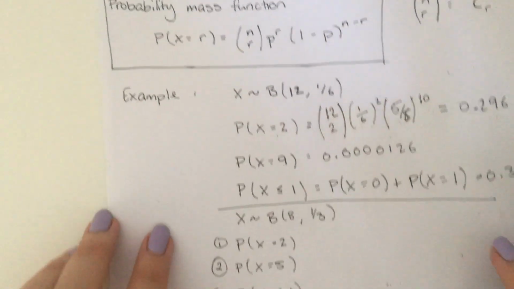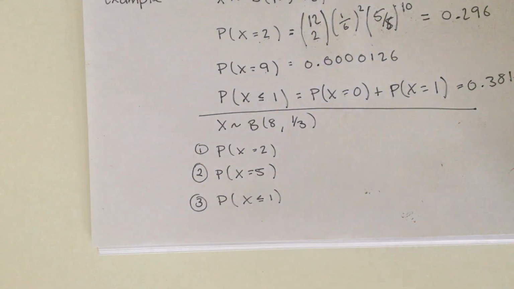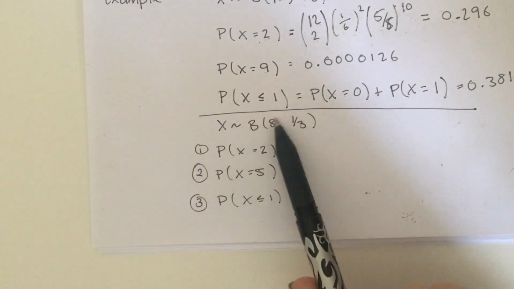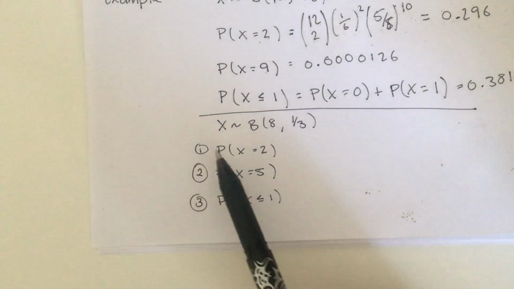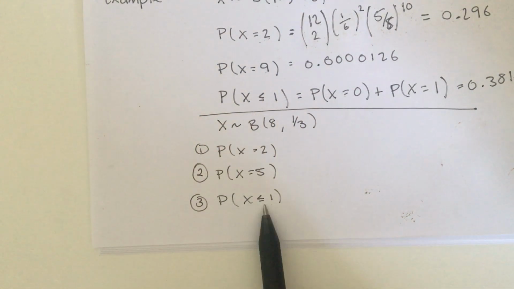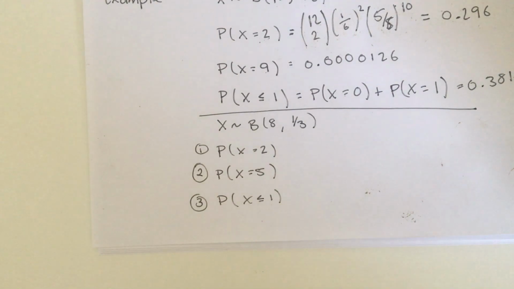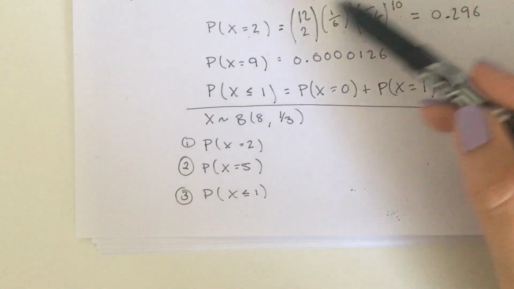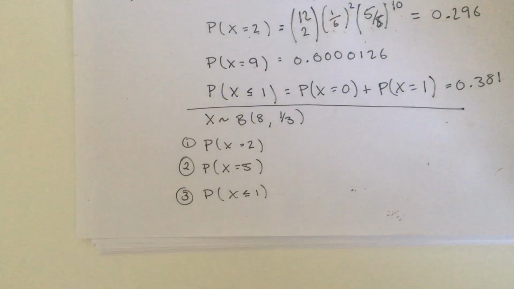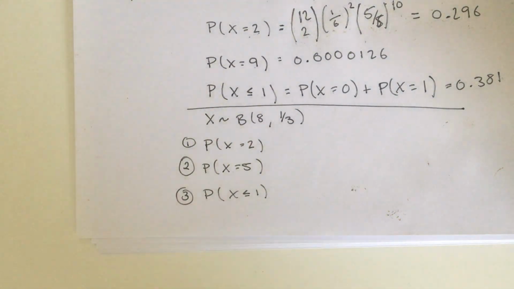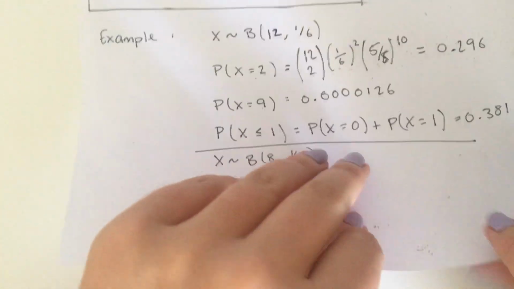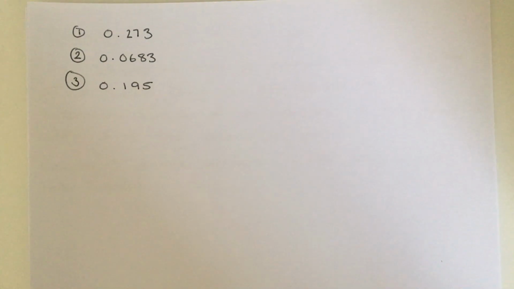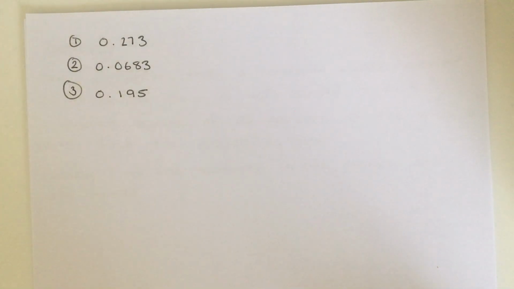So what I'd recommend you do now is have a go at these here. Pause the video. You've got your binomial distribution, 8 trials, probability of success is 1 over 3, and then you're working out x is equal to 2, x is equal to 5, x is less than 1. What I would recommend is to work out one using this method, and then work out the other one using your calculator. Okay, so pause and have a go. And then hopefully you've got these as your answers. So you should have number 1, 0.273, 0.0683, and then 0.195.